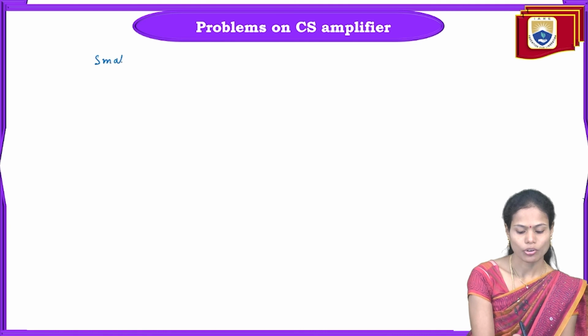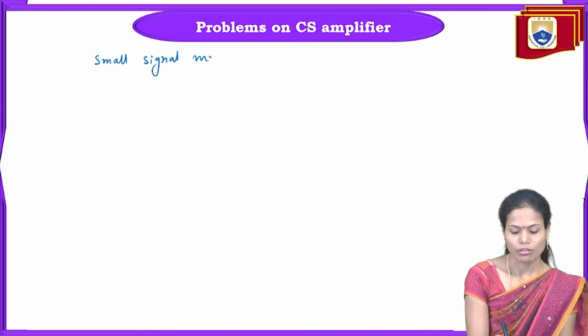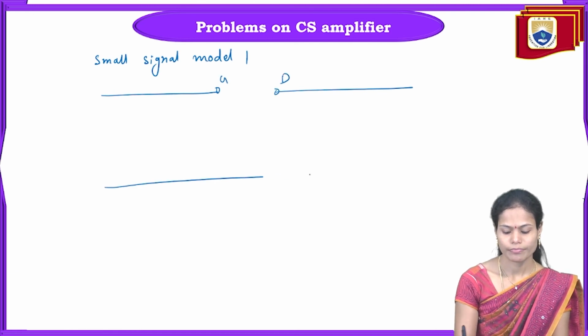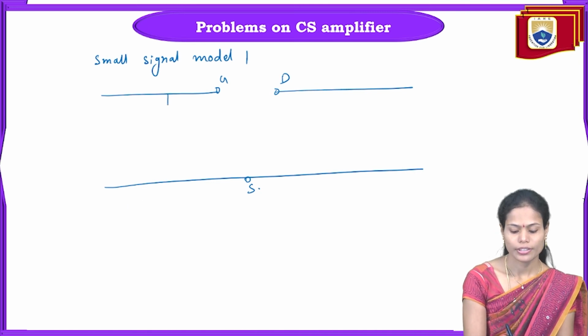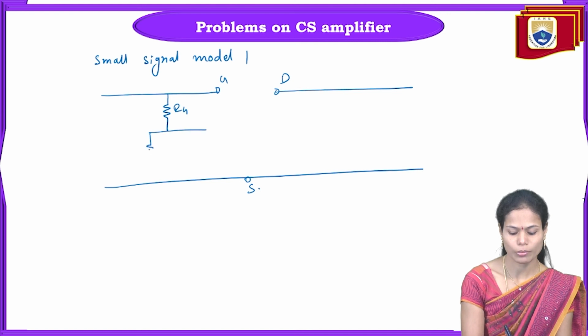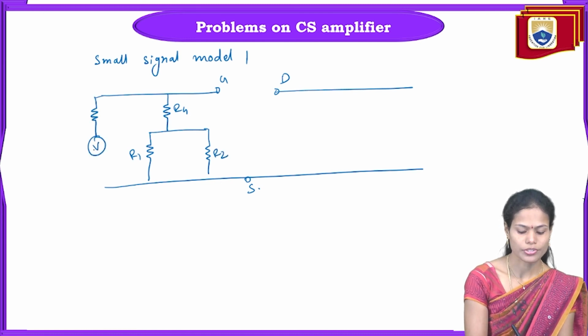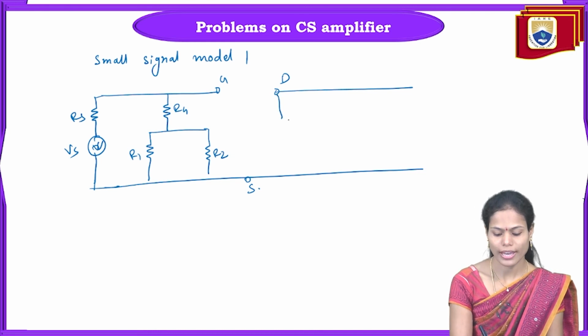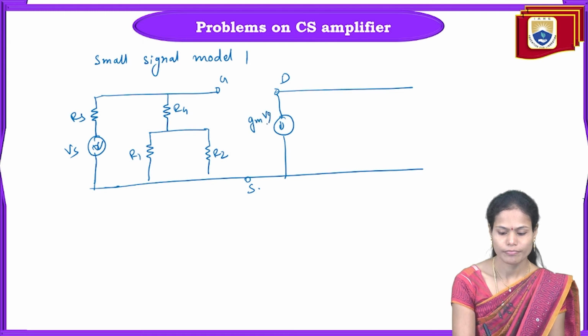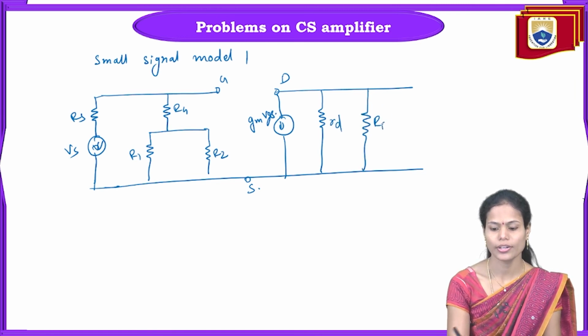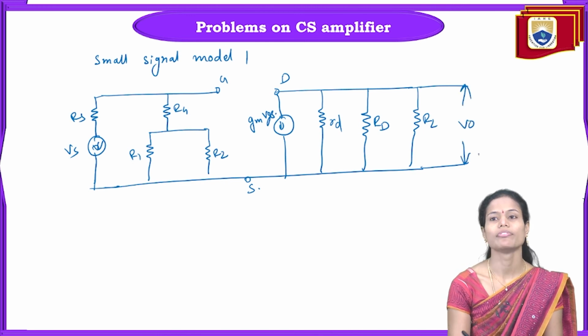For that purpose, first of all, I am drawing the small signal model of the given circuit. Again we have the gate, drain and source terminals, and between gate and source we have the RG resistance as well as the parallel combination of R1 and R2 resistances, and also the source resistance, and the supply voltage Vs is connected between the gate and source here. And between drain and source we have gm VGS and the small rd considering the body effect, and the drain resistance RD and the load resistance RL. Here we'll measure the output voltage V0.